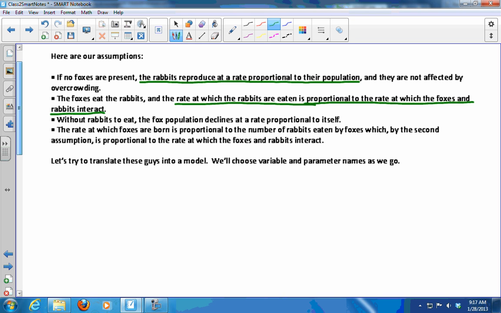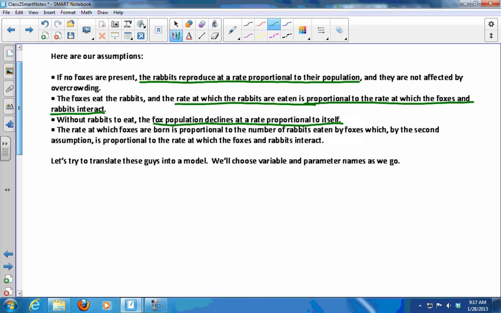All right, we're going to assume that without rabbits to eat, the fox population will decline at a rate proportional to itself. Okay, so the fox population is not going to grow unless they have food. It's going to die off. So this is similar to the Malthusian model also. It's just that now we're going to decline instead of grow at a rate proportional to itself.